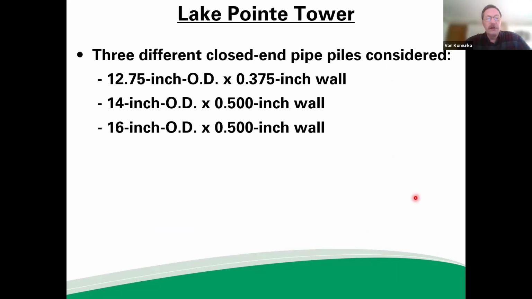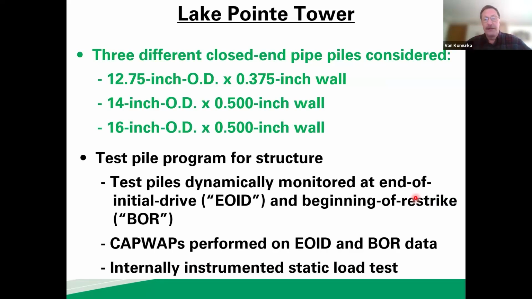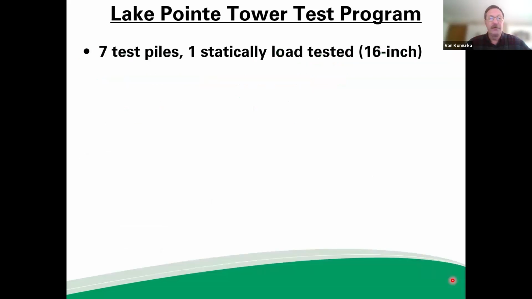So because we needed a range of allowable loads on this project, we considered 3 different closed-end pipe pile sections: 12 3/4 by 0.375, 14-inch by 0.5, and 16 by 0.5. We did a test program. We tested a number of those piles dynamically at end of drive and at restrike, and performed CAPWAP, a signal matching program, on both the end of drive and the beginning of restrike data. And we had an instrumented static load test, instrumented with strain gauges to determine load transfer response. That was the test program.